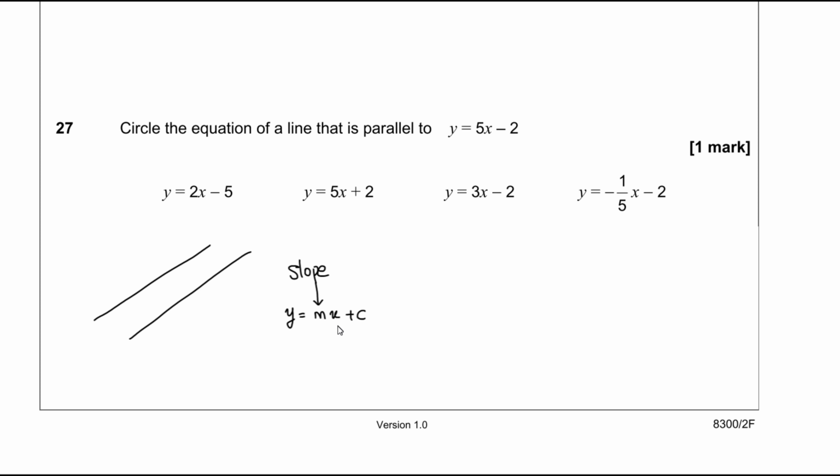So if we are asked about two parallel lines, that means they have to have the same slope. This one has the slope equal to 2 and this one is 5, so this must be the answer. And this one has a slope equal to 3 and this one is minus 1/5. So none of these can be parallel with this one. So we got the answer already.